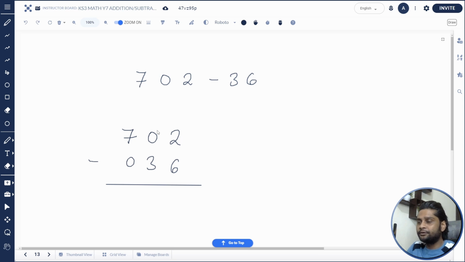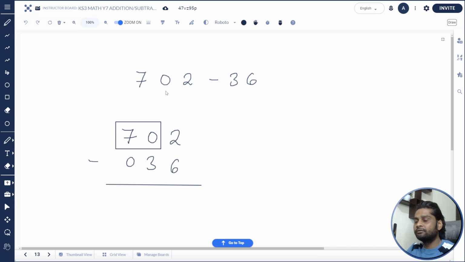Basically, if it's other than 0, it could have given 1 to that number. But if it's already 0, how can it give the number? How can it give borrow to something? So what we do in that situation, we don't take borrow from 0. We take borrow from the next 2-digit number. So now we take borrow from 70, not from 0.